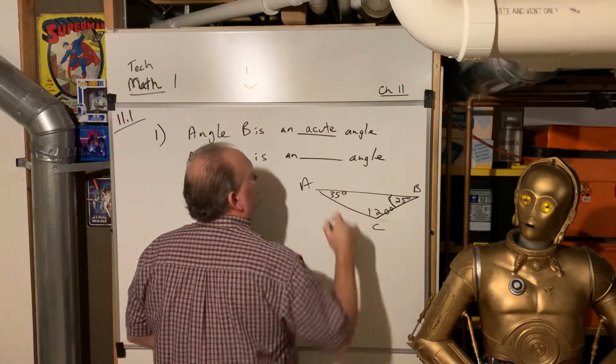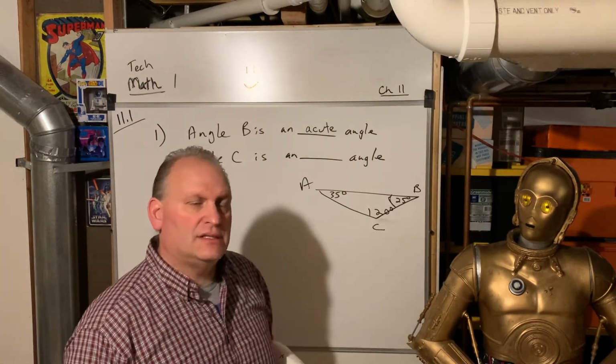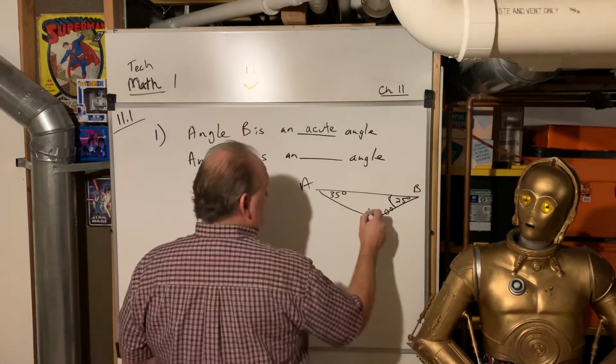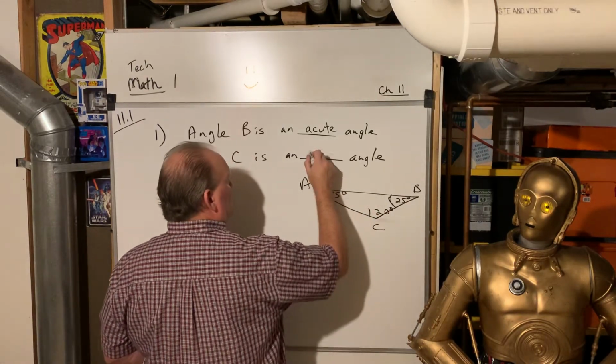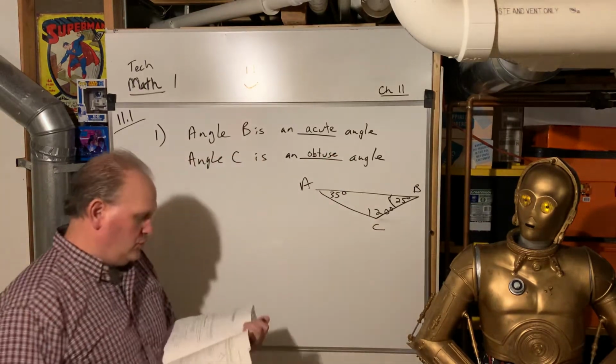If it's less than 90 degrees, acute, little angle. So less than 90 degrees is acute. C, if it's more than 90 degrees, it's obtuse. Obtuse.